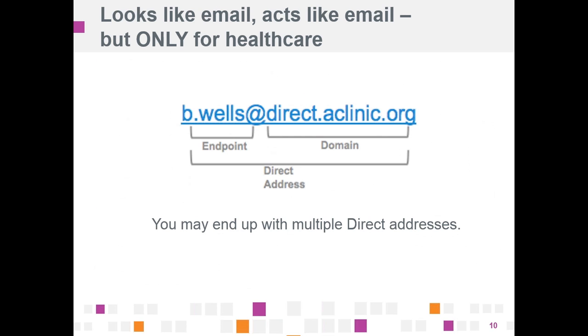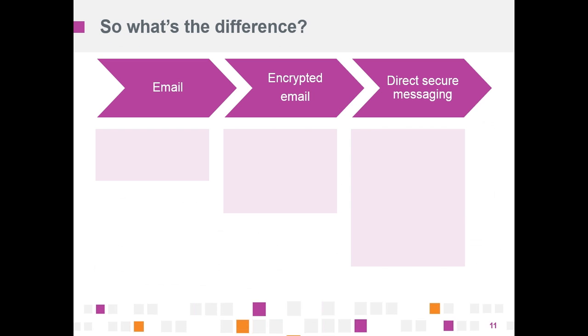Direct secure messaging is a lot like email. It's actually built on an email foundation. This is a direct secure messaging address, bulls@direct.aclinic.org. Looks exactly like an email. What's different is it can only be sent to and received from another direct secure messaging account. So it begs the question, what is the difference?